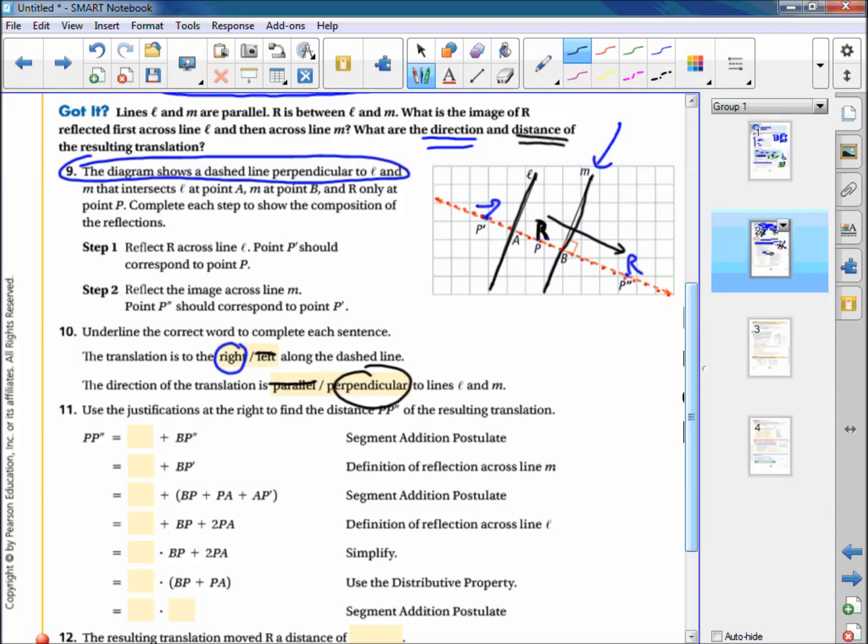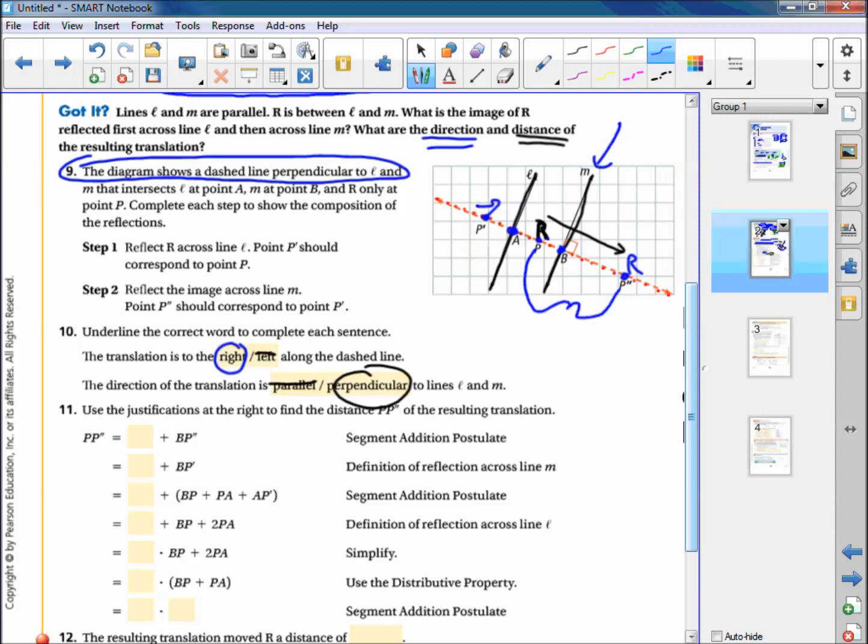All right, so they did put some A's and B's in here. So we're going to use those now. They didn't seem important before, but they are now. So this is point A, this is point B, here's point P, here's P prime, and here's P double prime. And our job is to figure out the distance from P to P double prime. That's what we wanted to know.